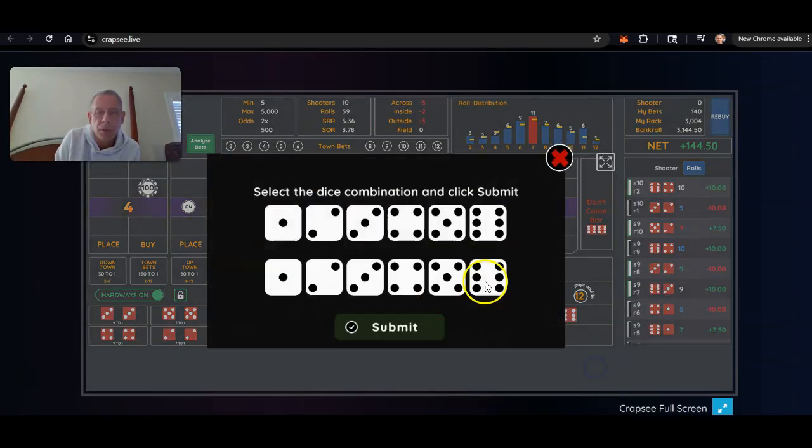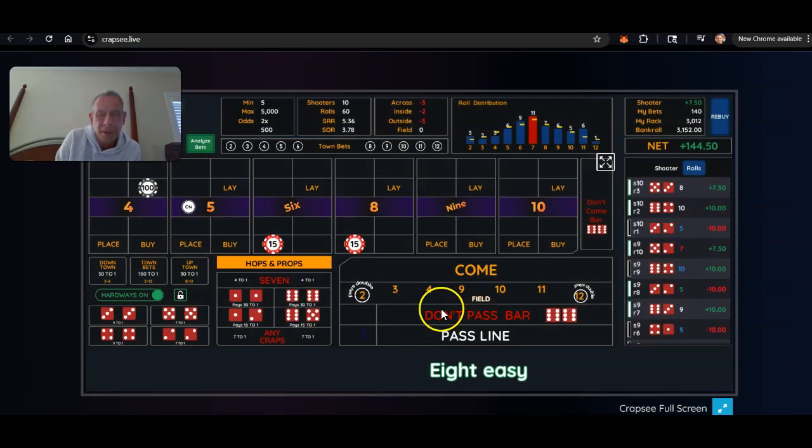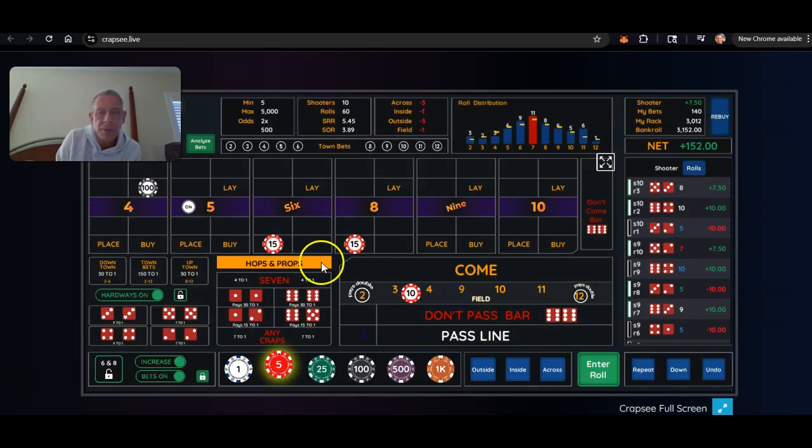5-3-8. That's a good one. Lose the field, but get the 8. 8 easy. So we replace the field, and now we do the reduction bet finally down to 90. Okay, there we go. We're at 152. 5-4-9. That's a field.